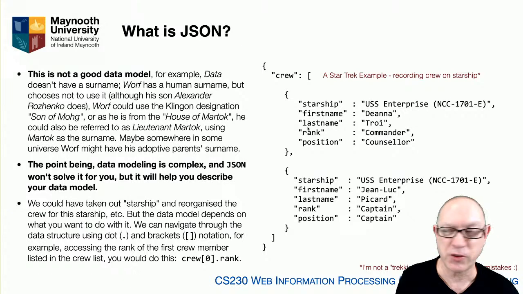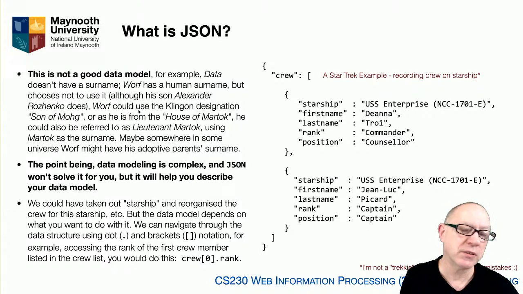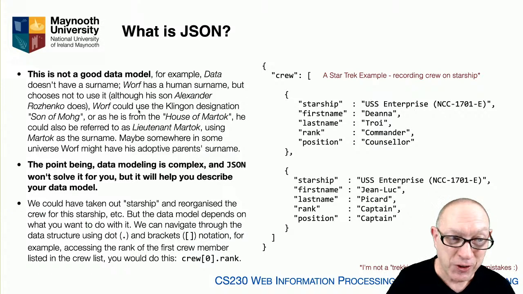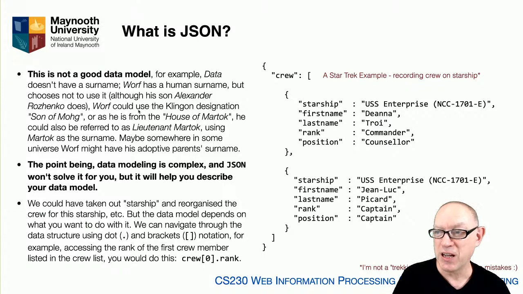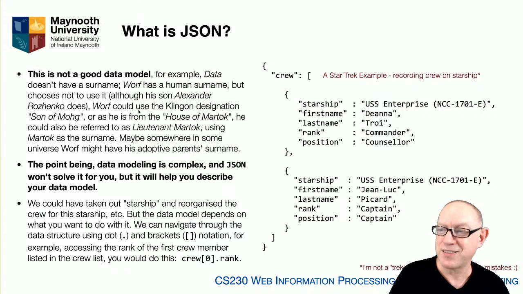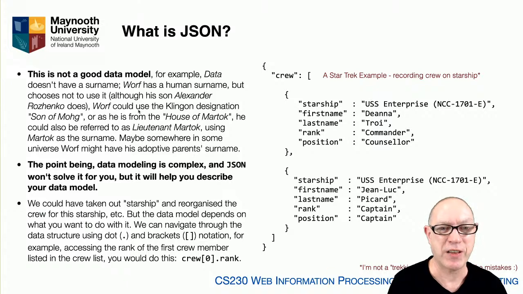Because if you were really interested in Star Trek, you would say this is not a good data model because it doesn't work for everybody. Because Data doesn't have a surname. And Worf, for example, I'm sorry if this bores you, okay? Worf has a human surname, but he chooses not to use it. His son, Alexander, does, and Worf could use his Klingon designation as son of Mogh, because he's from the House of Martok, but he could be also referred to as Lieutenant Martok. But there's lots and lots of things that we might have to do with modeling. And I guess this is not about Star Trek. This is about trying to understand data models and trying to represent those data models inside your program.